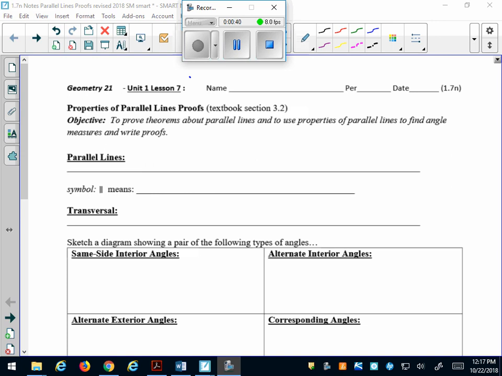Because remember, a postulate is something we accept as being true without proof. A theorem is actually a theorem because a proof can be written about it. Somebody proved it, and that's how it became a theorem. So in this class, sometimes when we learn a new theorem, we're actually going to write the proof of the theorem, officially prove it, so that then we can use it in proofs.